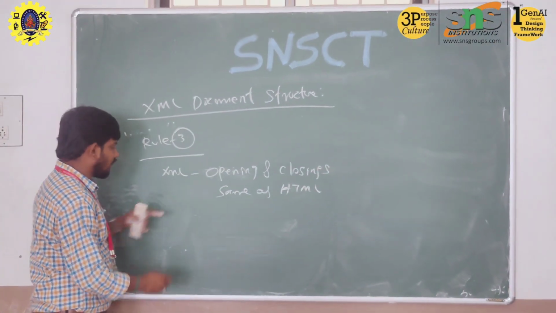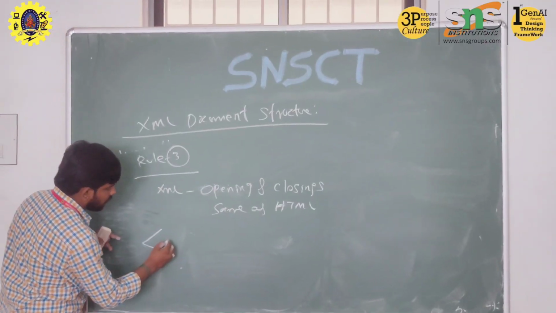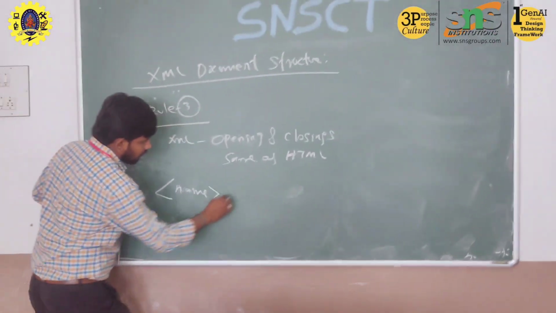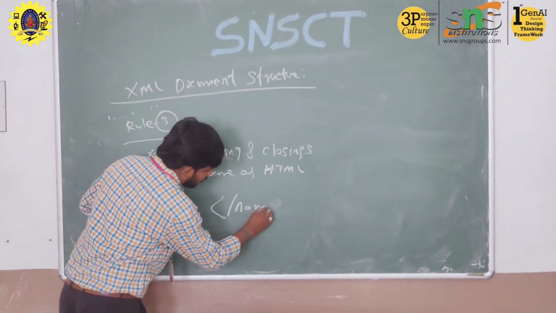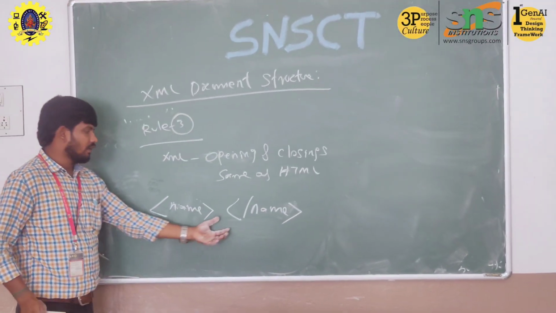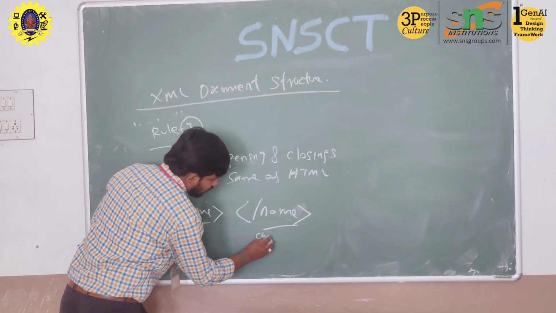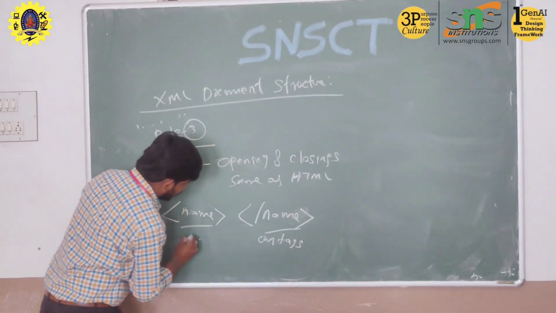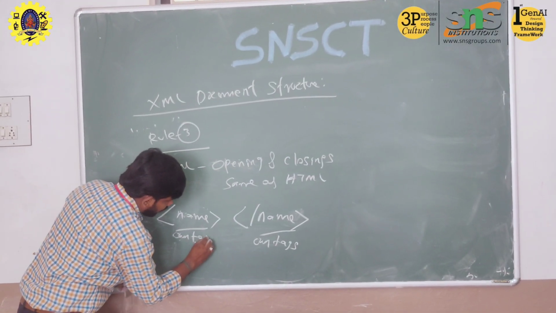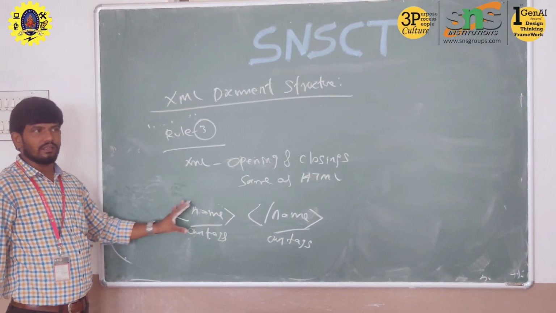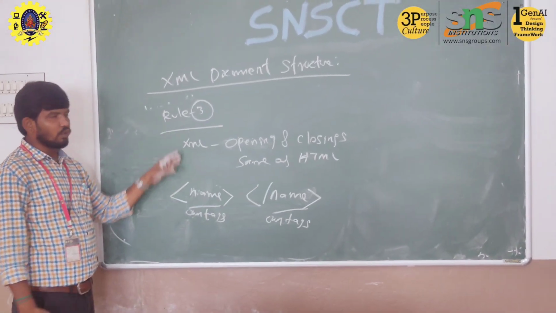In this tag, suppose we open a tag like name, the closing tag is also name, the same as HTML. These names are our own tags. In XML we create our own tags, not predefined tags. So this is rule number 3.